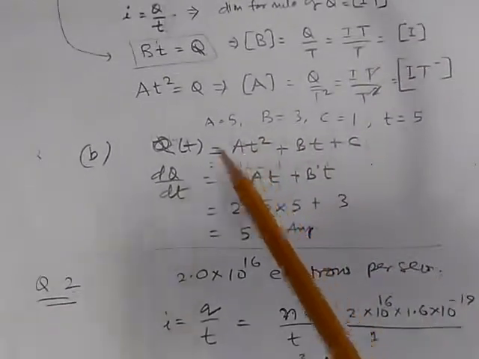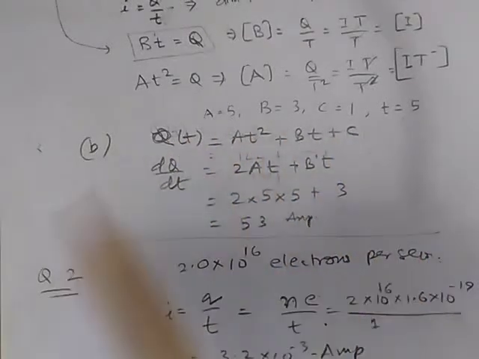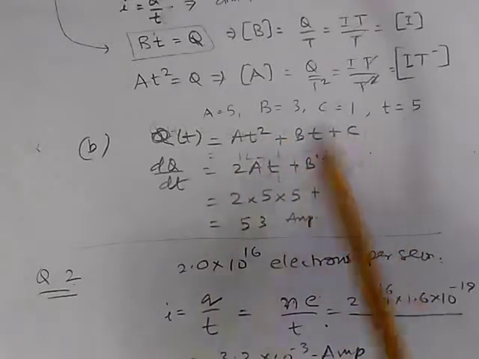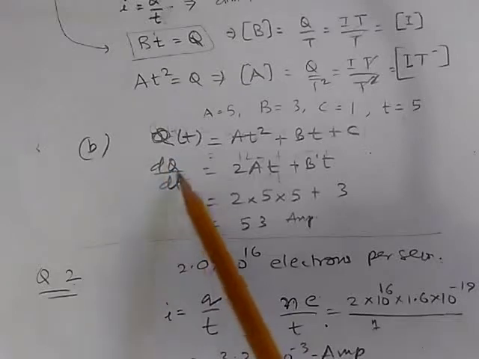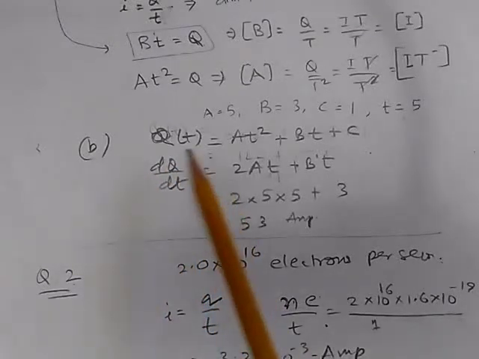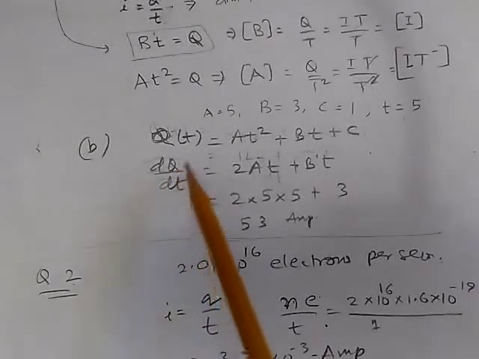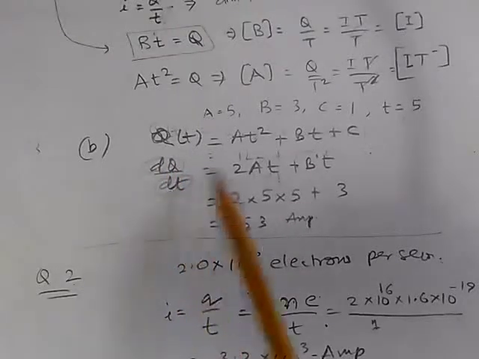In the second part of the question, we are given Q(t) is equal to At square plus Bt plus C. So there is a cross section of a wire, and we keep counting the amount of charge passing in every interval of time, and that is the amount of charge passing at time t. Now how do we find the current? If we count that dq amount of charge has passed in dt time, then this ratio gives the current passing through that wire. So we can find it by differentiating this equation.